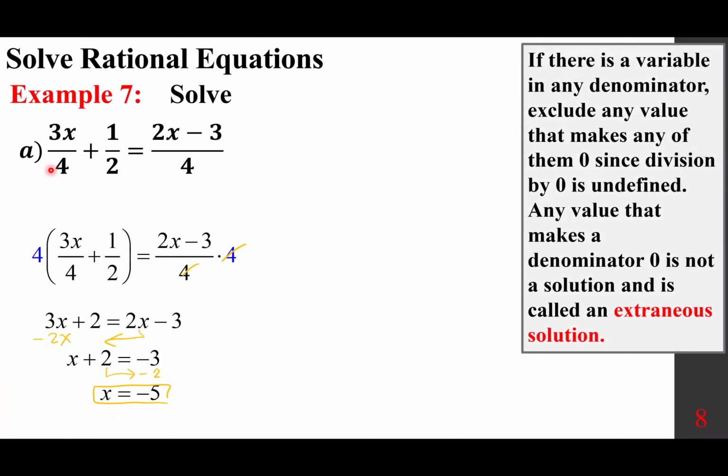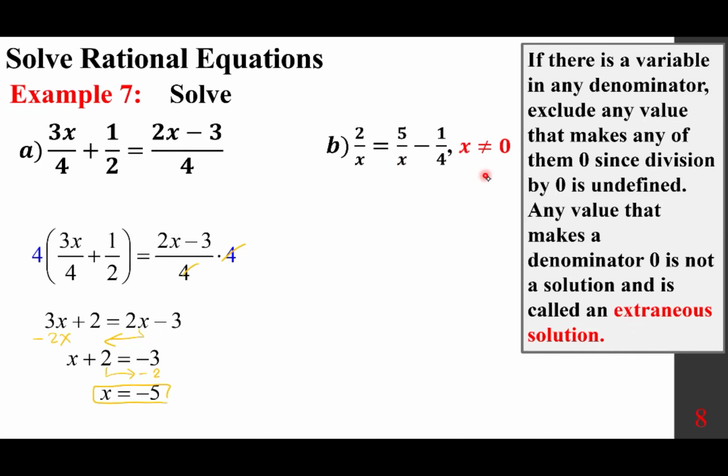There is no variable here in the denominator, as you can see. If there is a variable in any denominator, exclude any value that makes any of them zero, since division by zero is undefined. Any value that makes a denominator zero is not a solution, and it's called an extraneous solution. So for example, this one, we should exclude zero because the first one, x can't be zero, the second one gives you the same answer.